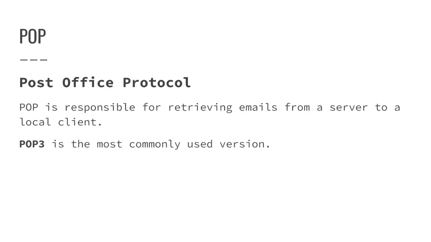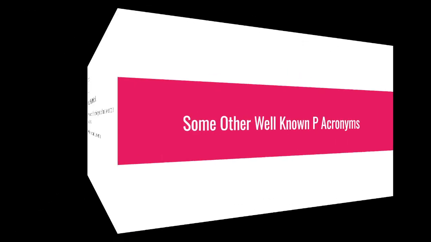POP, Post Office Protocol. I like this one. It's responsible for when you're receiving emails from a server to a local client. So if you're using a program like Outlook or Thunderbird or some other email client, it's normally going to use POP to get the emails from the server to your local device. We commonly see it called POP3 today because that's the most commonly used version. So POP means Post Office Protocol, and POP3 happens to be the most commonly used one today.